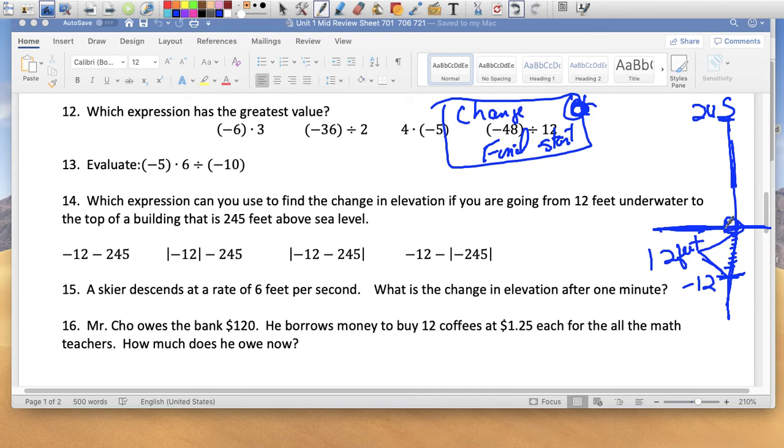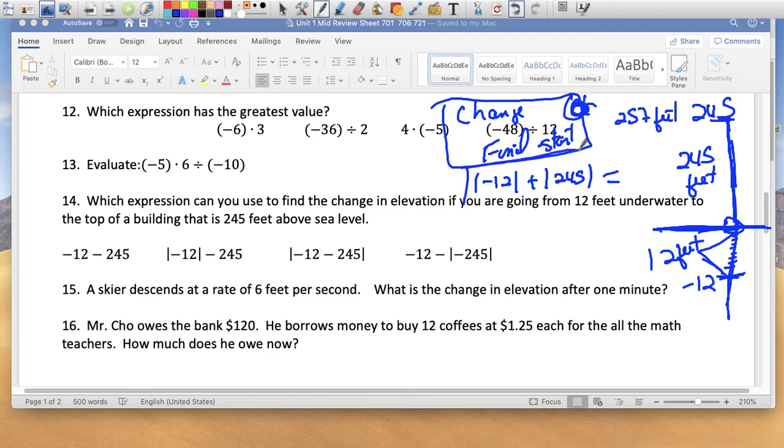And then I have to travel from the surface all the way to the top of the building, which is another 245 feet. Just by doing this, we know that our answer is going to be the sum of these two, right? The absolute value, the distance here and the distance here. So we can write it as the absolute value of negative 12 plus the absolute value of negative 245, right? And that's going to give us 12 plus 245, which is 257. So a total of 257.